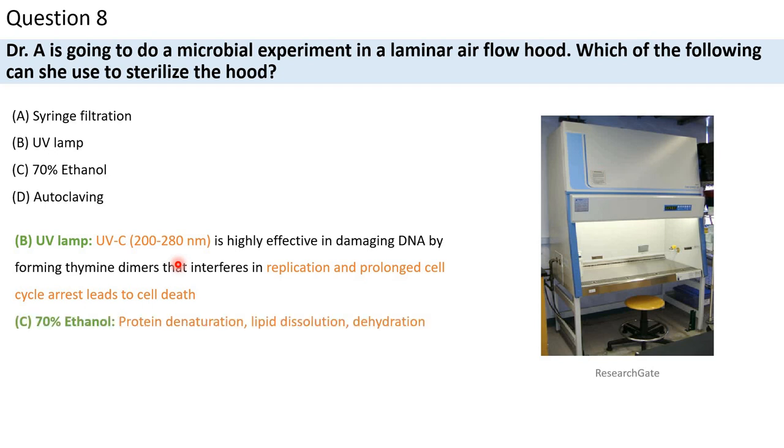And we know that 70% ethanol is known for protein denaturation as well as lipid dissolution, because our outermost layer is the phospholipid bilayer, which has lipids, so it will be helpful in dissolving the lipids as well. And dehydration, obviously, alcohol dehydrates and will pull water out from inside the cell, which will end up in shrinkage of the cells, and that's how the cells die here.